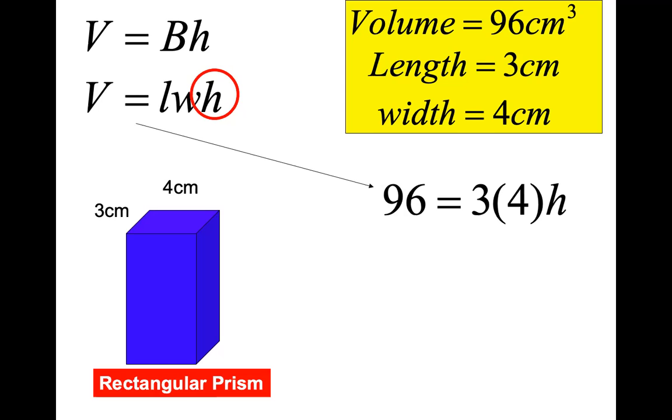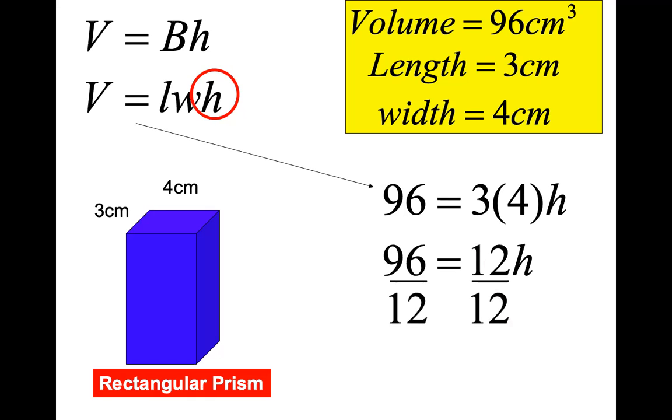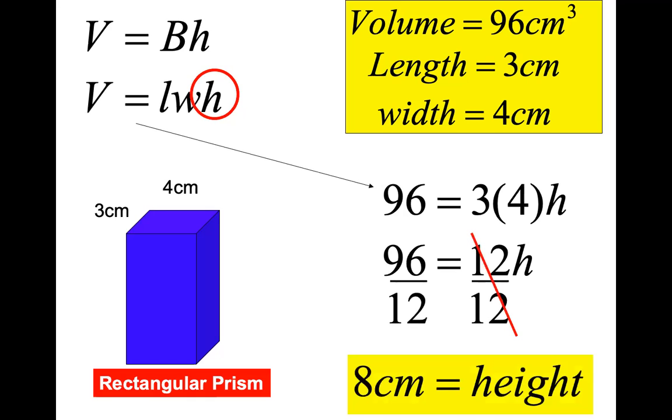Could you solve this algebraically? Yes. 3 times 4 is 12. Now what do we do to both sides? Divide by 12. Okay, so you could solve this, right? Well, we need to divide by 2. Not on this formula. Okay, the divide by 2 is on the triangular prisms.